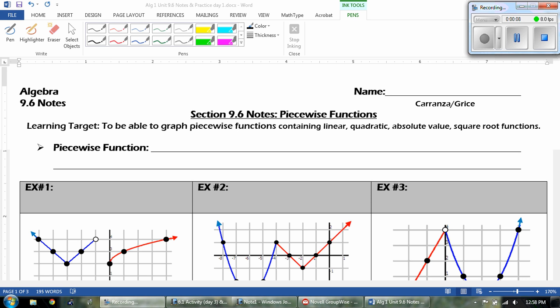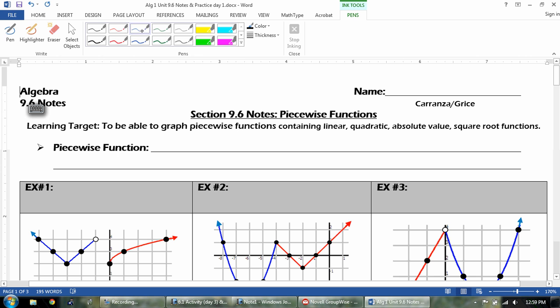Today we are talking about piecewise functions. Our learning target today is to be able to graph piecewise functions containing linear, quadratic, absolute value, and square root functions. So let's go ahead and begin.